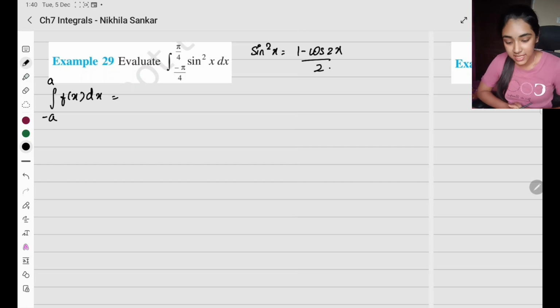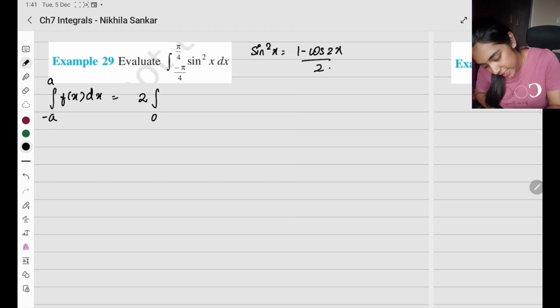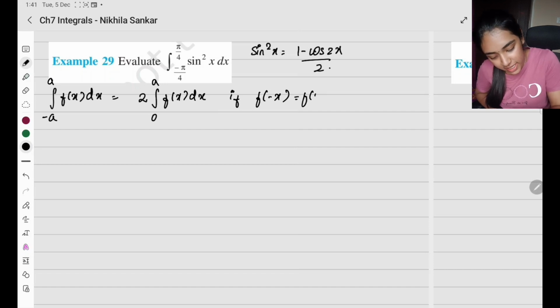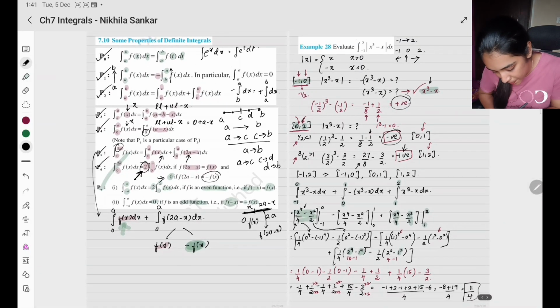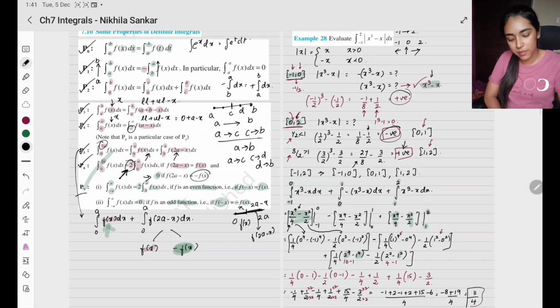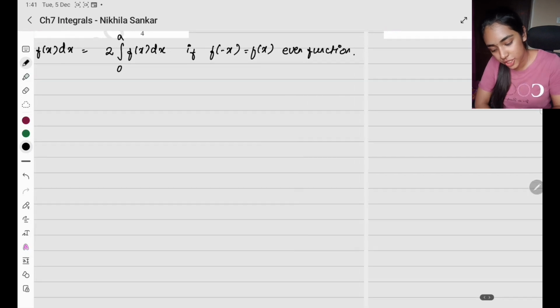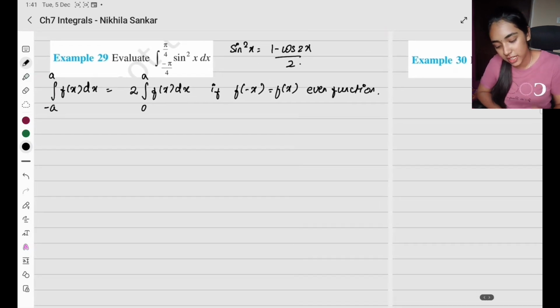I can write this as 2 times integral of 0 to a f of x dx if f of minus x equals f of x, correct? It should be an even function. So this is going to be property number, what did we learn here? Property number 7. So this is from property number 7. If it's an even function, you can write this particular integral, negative and positive, as 0 to a, 2 times the function.